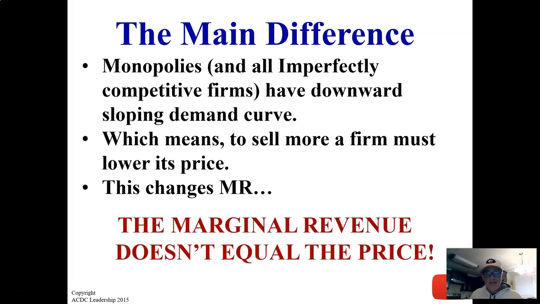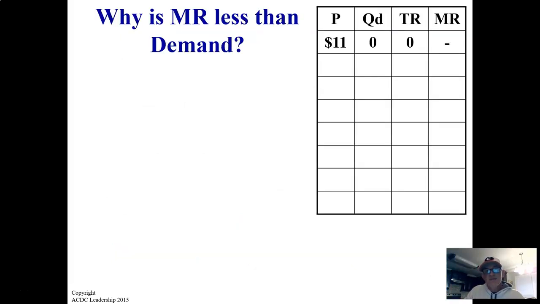So in a monopoly, probably the biggest thing that you'll write, is the reason we got it in red on here: the marginal revenue does not equal the price. Okay, marginal revenue does not equal the price. All right, so let's take a look on the graph why that happens.